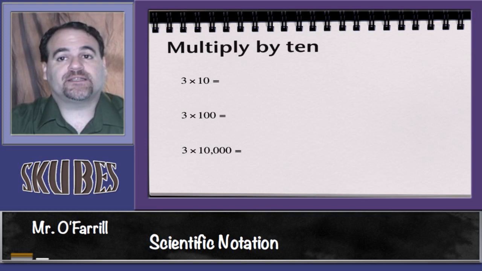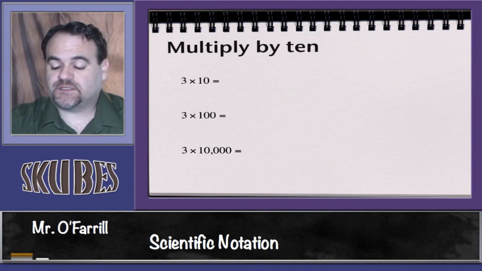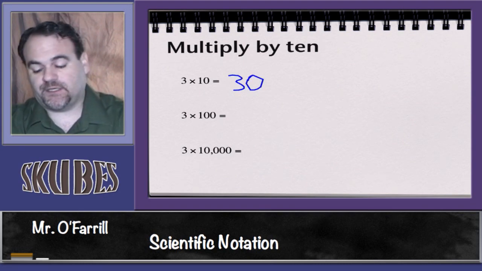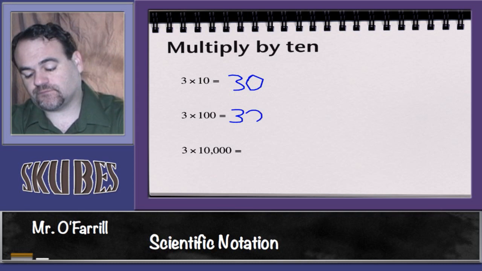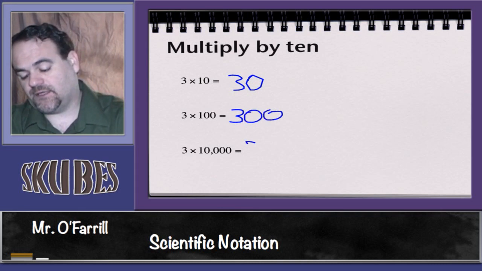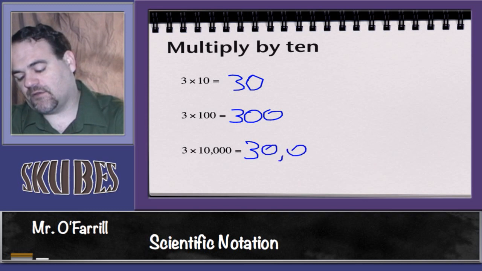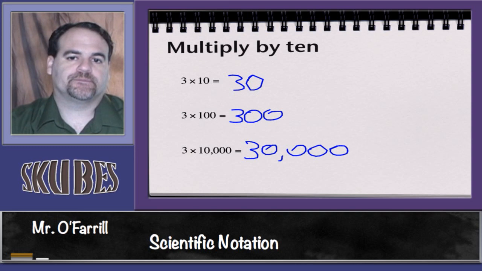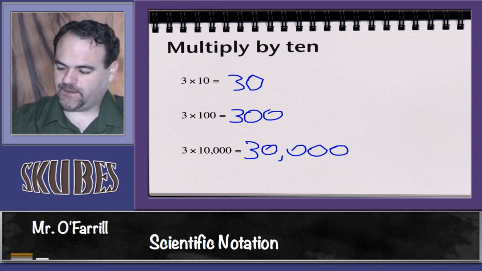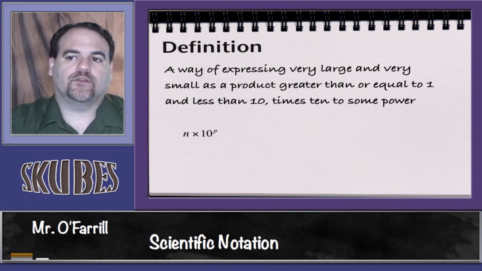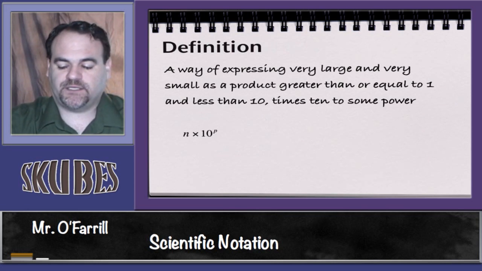So anytime we multiply by 10, what we're doing is counting zeros. 3 times 10 is 30. 3 times 100 is 300. And 3 times 10,000 is 30,000. Okay? That's the first important part of doing scientific notation.